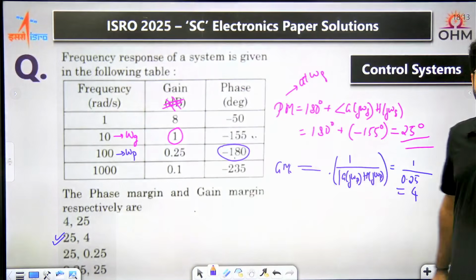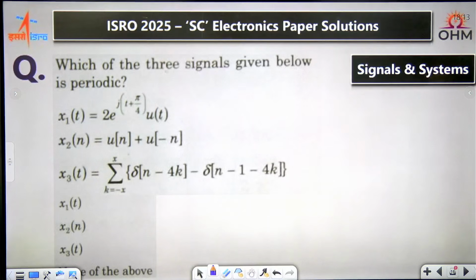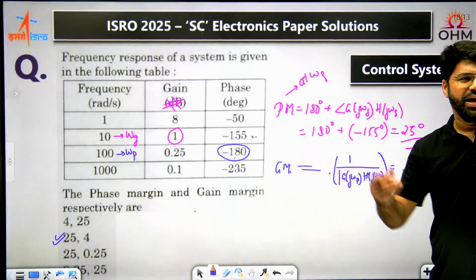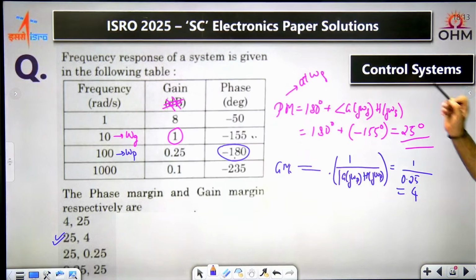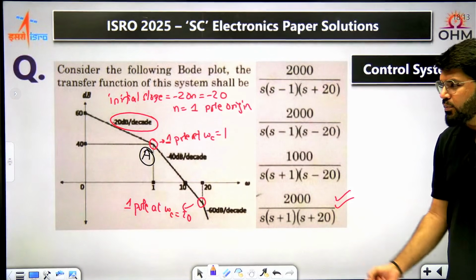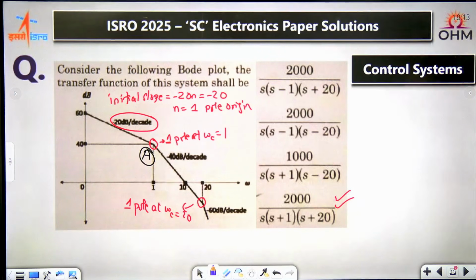Done? Okay, next question. Now see, signals and systems. So these were the questions on control systems. All were almost easy only. I just told you sensitivity was a little bit calculative, but okay. Now you see, one question from gain and phase margin, one question from Bode plot. All are very expected topics. Nyquist plots I didn't touch. So this was the second.